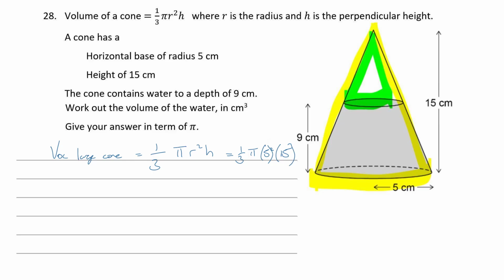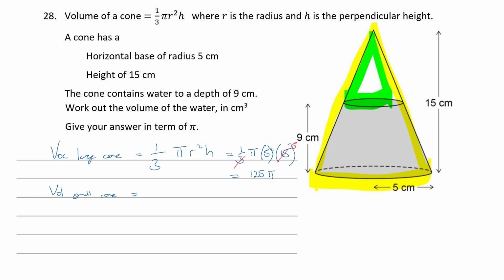Okay, so I can divide the 3 into the 15. Let's move 5. And 5 squared is 25 times 5 is 125. So that means that the volume of the large cone then is going to be 125 lots of pi. Okay, so now let's do the smaller cone. Volume of small cone. Now the small cone is this green one up here.